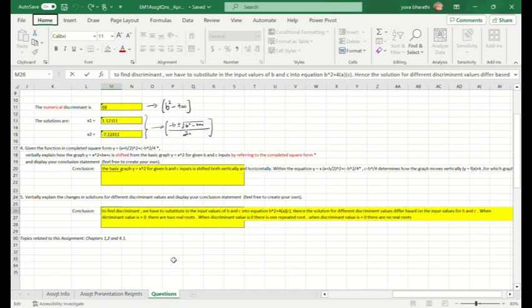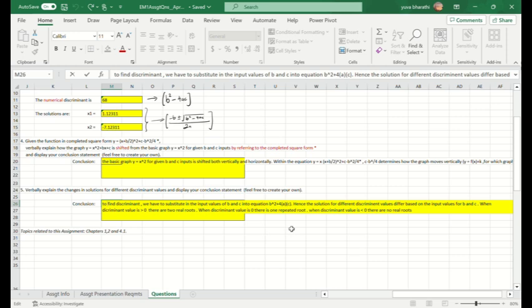And then finally, for question 5, we are asked to explain the changes in solutions for different discriminant values. To find discriminant, like explained before, you substitute your b and c values into this equation, b squared minus 4ac. Hence, the solution for discriminant values differ based on the input value. So for every different input you have a different discriminant.